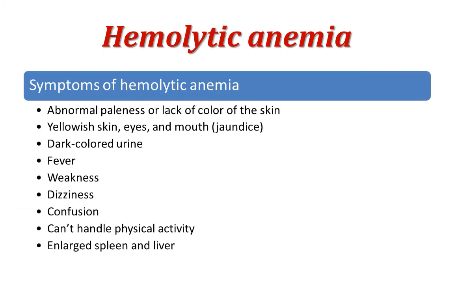The symptoms of hemolytic anemia are abnormal paleness or lack of color of the skin, yellowish skin, eyes and mouth. The symptoms are the same as those of jaundice: dark colored urine, increase in body temperature, weakness, dizziness, confusion. Such patients are not able to do normal physical activity, and there is enlargement of the spleen and liver.